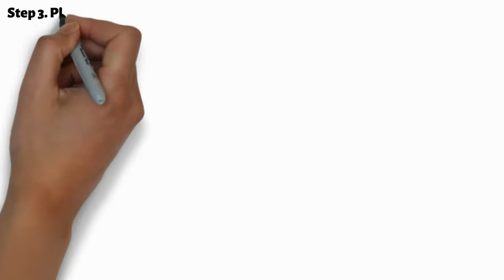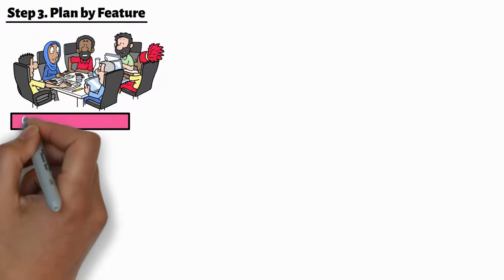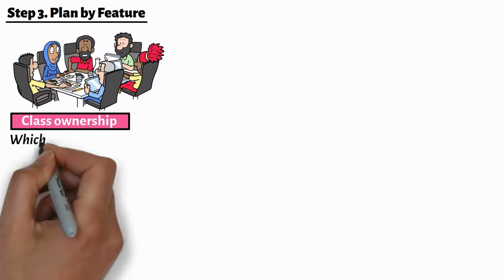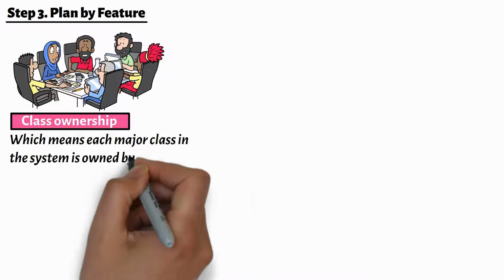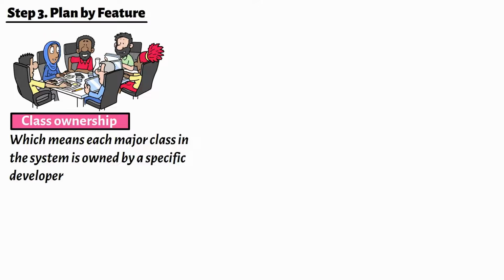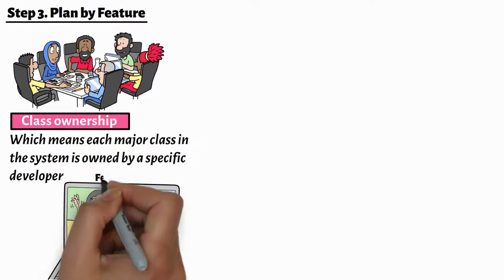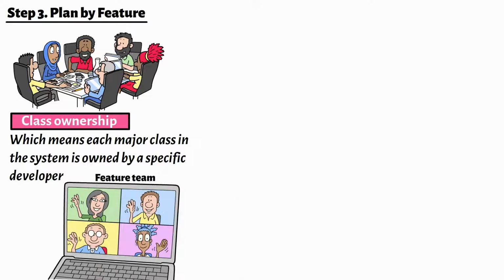Step 3. Plan by feature. Now the team begins planning how to develop the features. FDD uses class ownership, which means each major class in the system is owned by a specific developer. When a feature touches several classes, their owners temporarily form a feature team.